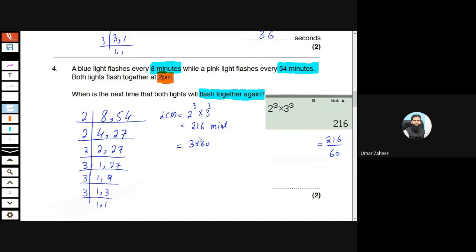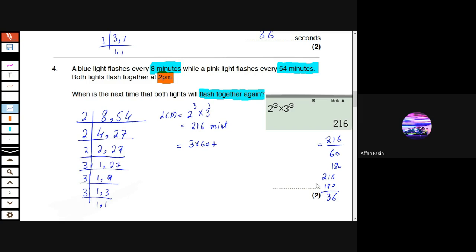So I just break 216 into 3 multiplied by 60. So these are the minutes for 3 hours. Now, how many minutes are left? 180 minutes, right? So 216 minus 180, it will be 36, sorry, 36.